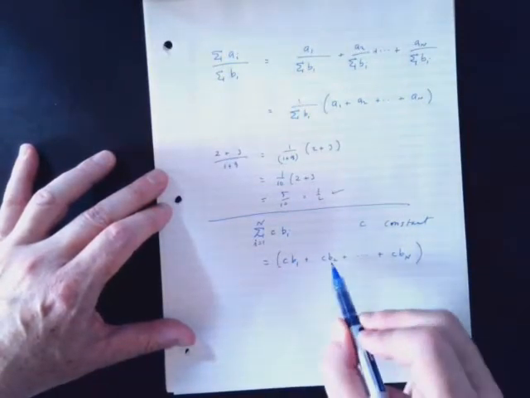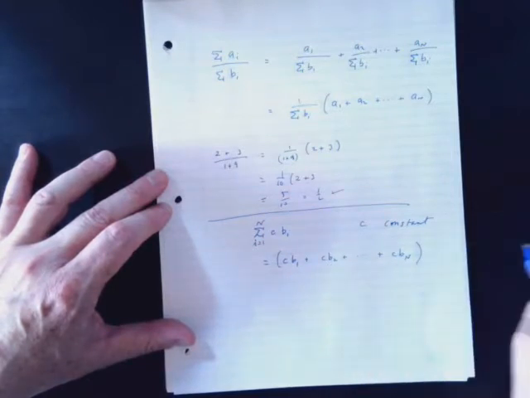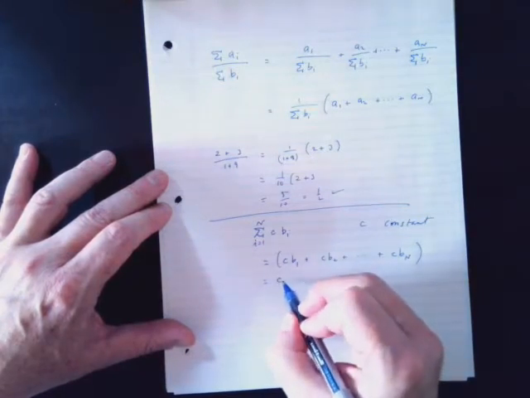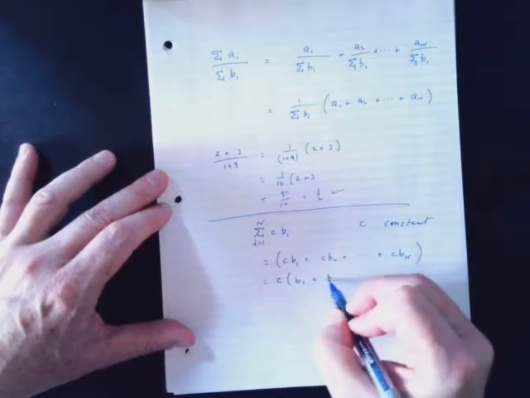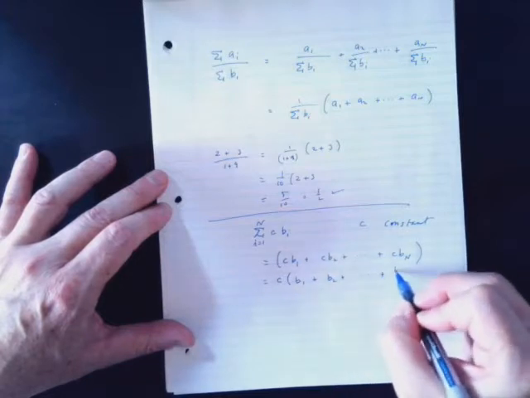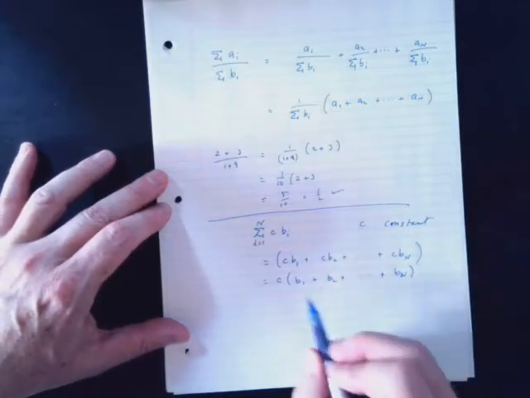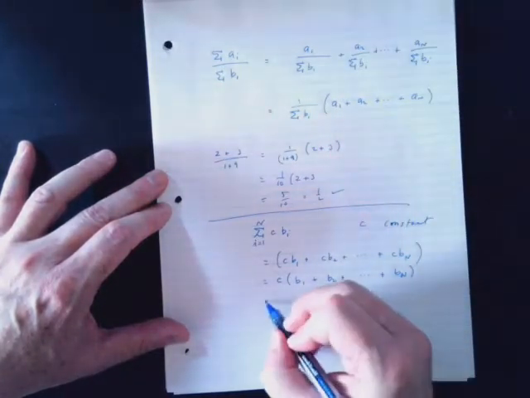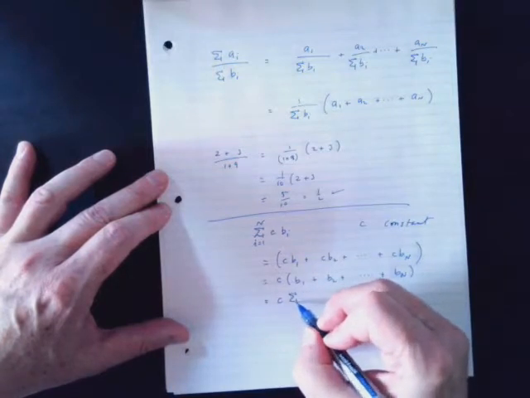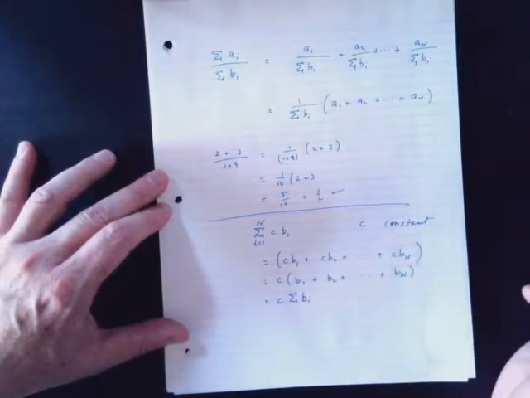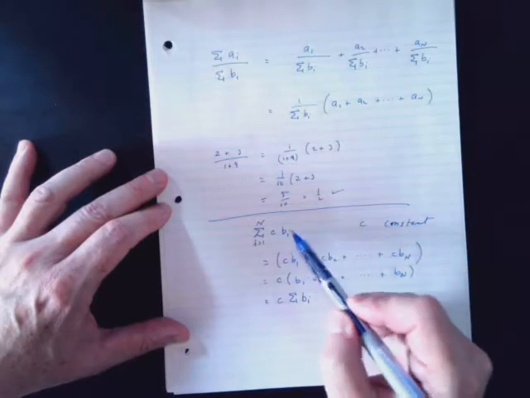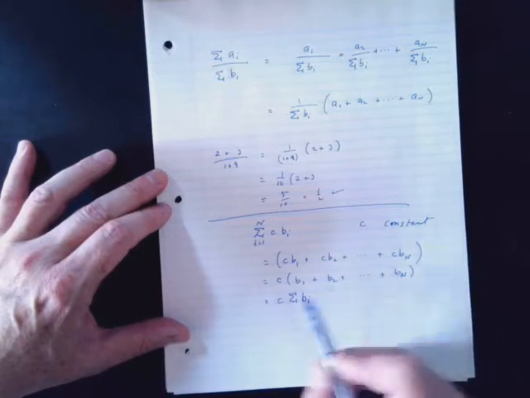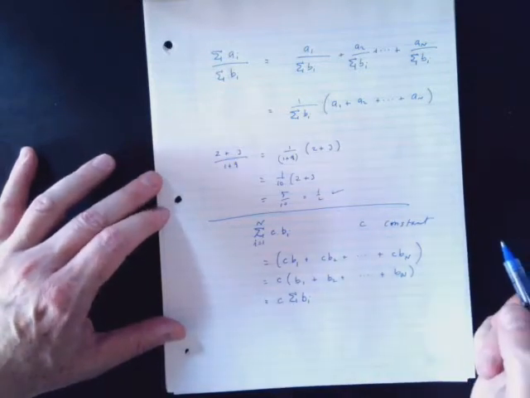So we've got C times B1 plus C times B2 plus so on and so on down to C times Bn. Well, we can factor the C out. So that's C times (B1 plus B2 plus ... plus Bn). And this term in brackets is our summation. So that's C times the sum of Bi. Okay, so when you have a constant inside the summation, you can take it out and put it on the left-hand side. Factor it out of the summation, like that.